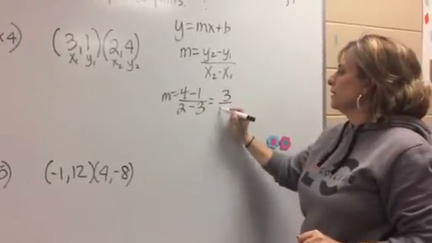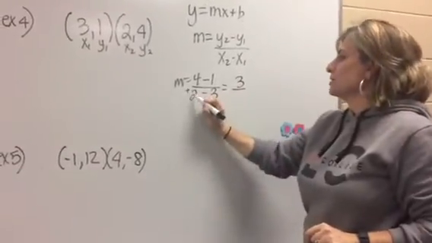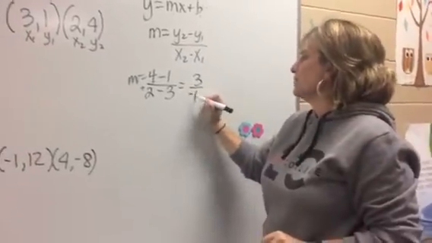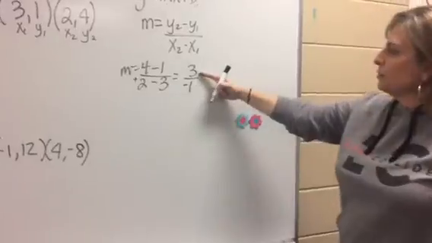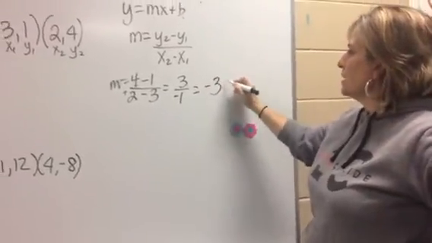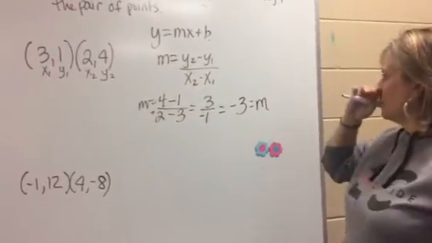2 minus 3. The signs are different. That's a positive, that's a negative. The signs are different. Subtract the numbers, take the sign of the bigger number. Anytime you have a positive divided by a negative, that equals a negative. So now my M equals -3.